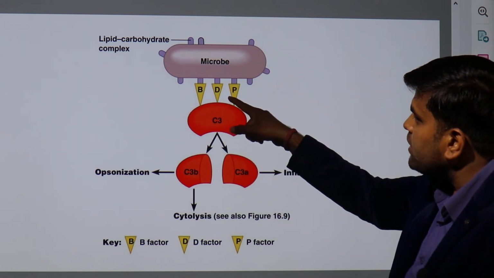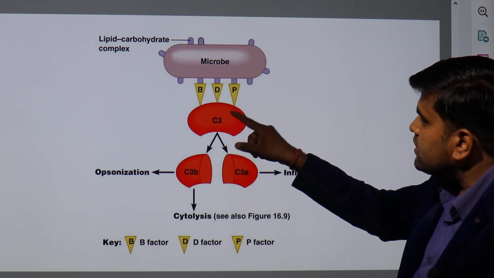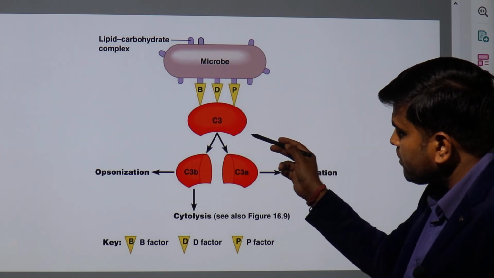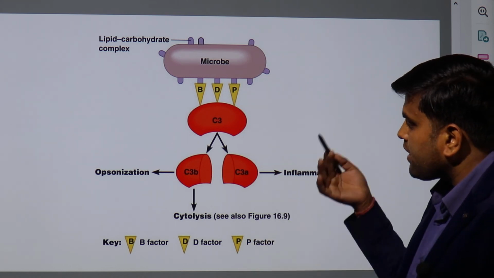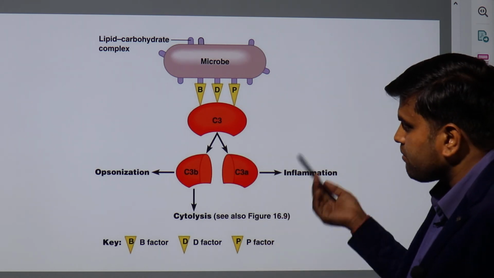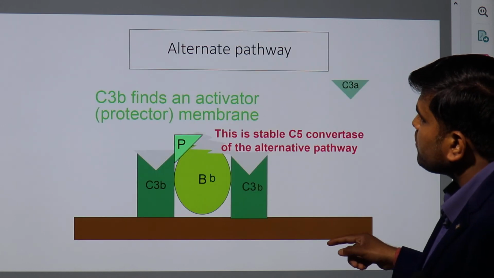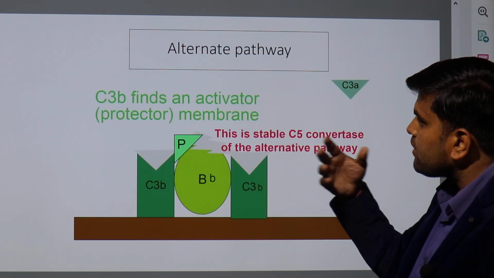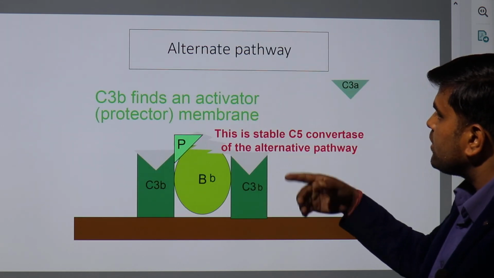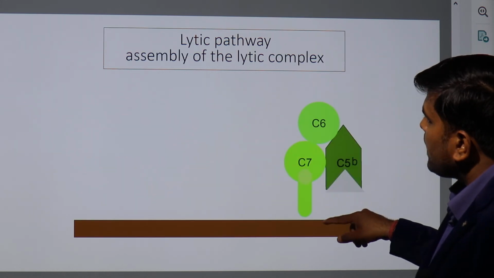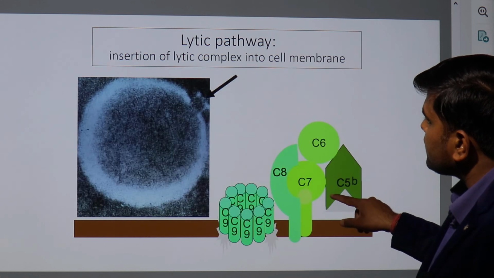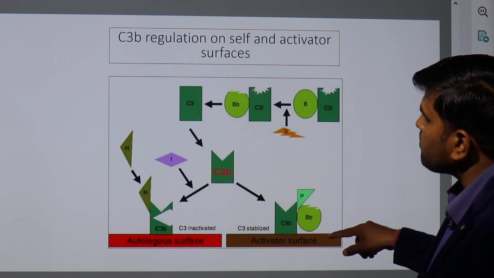This pathway is actually for microbes. You can see factor B, D and P are there. They cleave the C3b. They form the C3b convertase and cause more C3b, then it again goes to C5, cleaves that C5, and then forms the membrane attack complex. Then in the alternative pathway, C3b finds an activator membrane. This is the stable C5 convertase of the alternative pathway. The lytic pathway we have discussed initially also, the same thing is there.